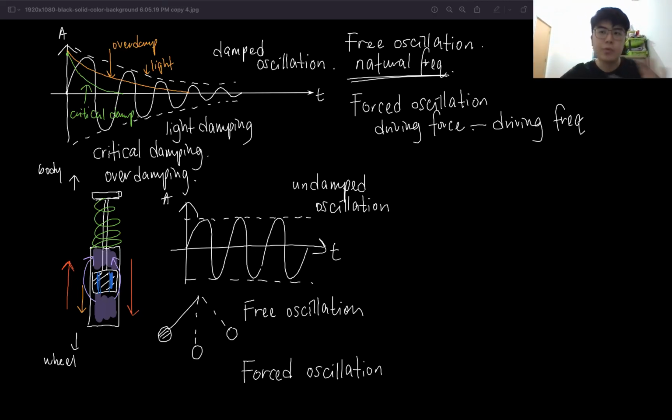I'm not allowing it to vibrate freely. I'm forcing it at a certain frequency that I want. Okay, so that's the difference between free and forced oscillations. How do we define it? Free oscillation, you just put it simply like this.